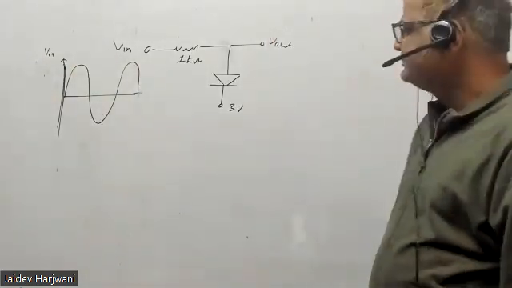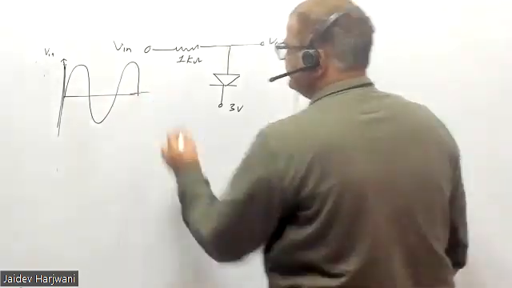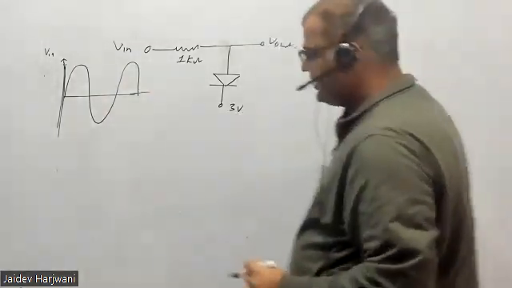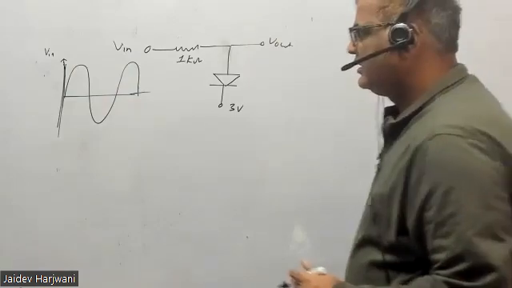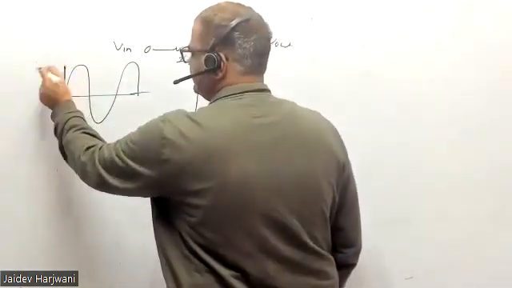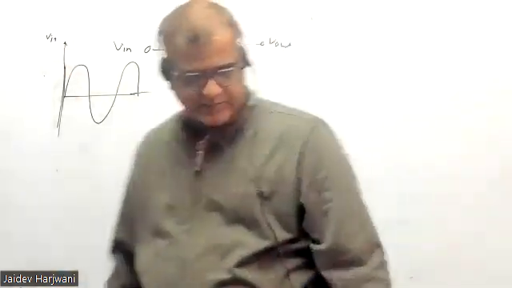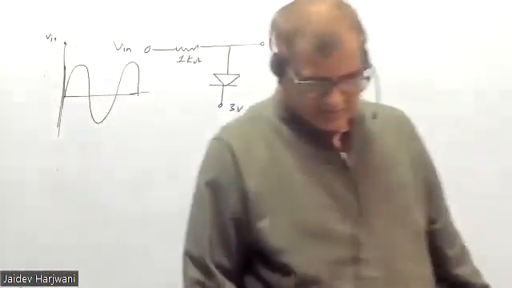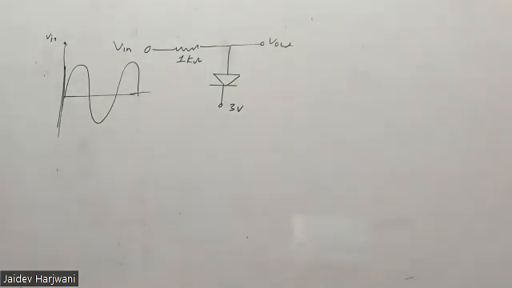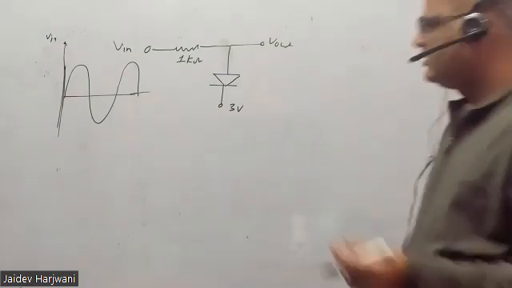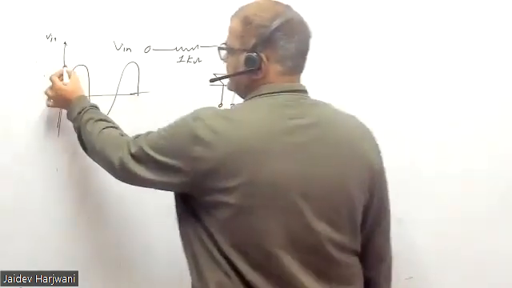So this is the input, and this is a 3 volt here. What is the amplitude of V input? Tell me, is the amplitude given in the question or not? No sir, it only says it is a sine wave of some amplitude. So what will we do? We assume its amplitude is Vm.